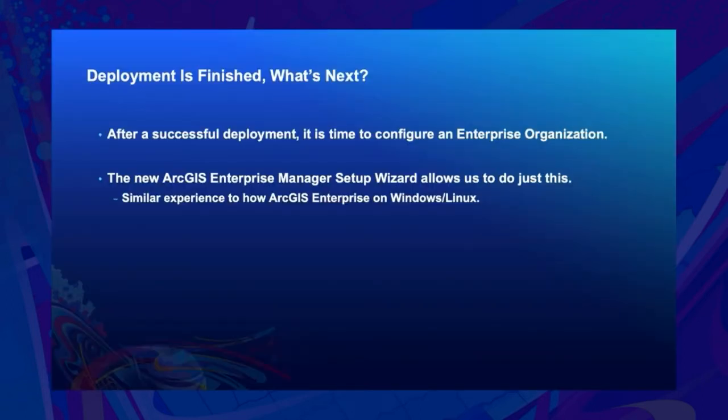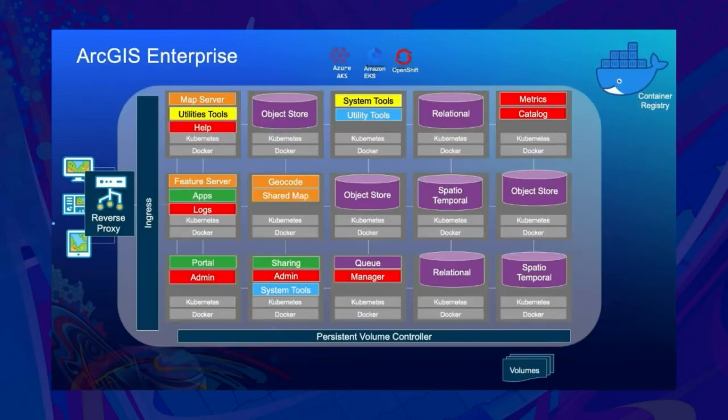In order to create an enterprise organization, we will need to ensure that we access the ArcGIS Enterprise Manager setup wizard. If you are familiar with the experience of creating a site on ArcGIS Enterprise on Windows or Linux, then this process will be familiar to you. Once you successfully finish step 2 of configure, this is what your deployment will look like underneath the hood. We see that now all the empty spaces are filled with pods and their bound PVs. Let's now jump into our second demonstration of creating an enterprise organization via the Enterprise Manager Setup Wizard.